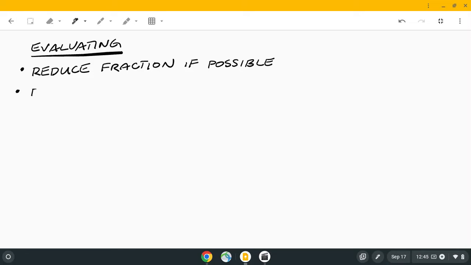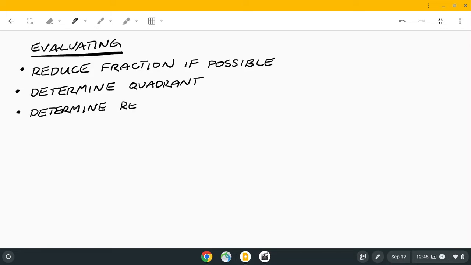Determine the quadrant. We looked at how the quadrants play an important role in determining the sign of your final answer, meaning positive or negative. So determine the quadrant, and determine the reference angle.